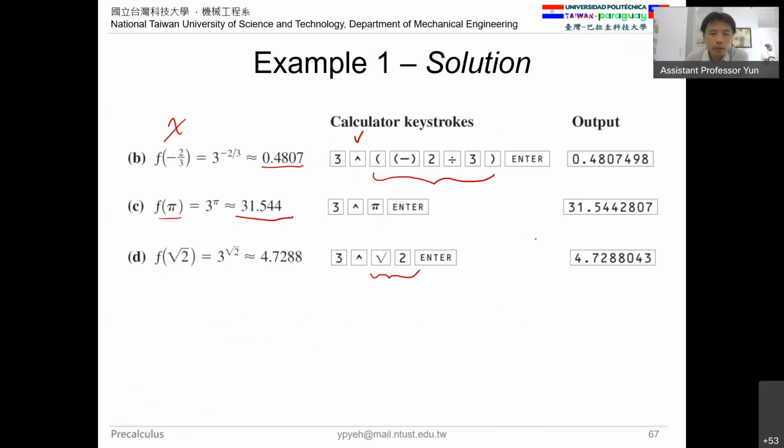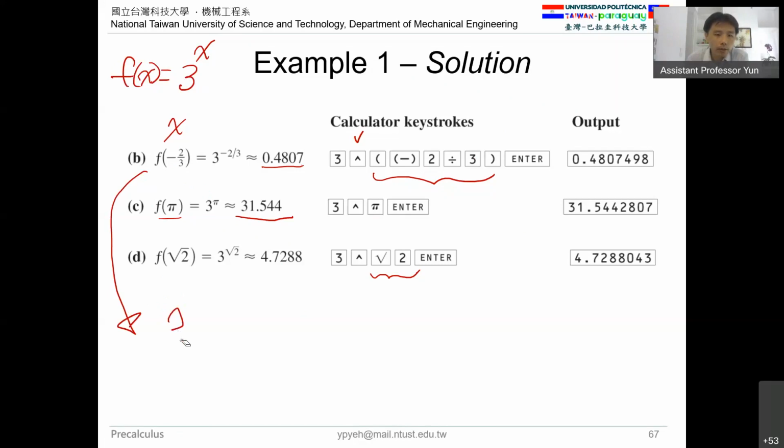Okay, so you can see the result. So I think the function f of x will equal 3^x here. So you can see x could be any real number, positive or negative.